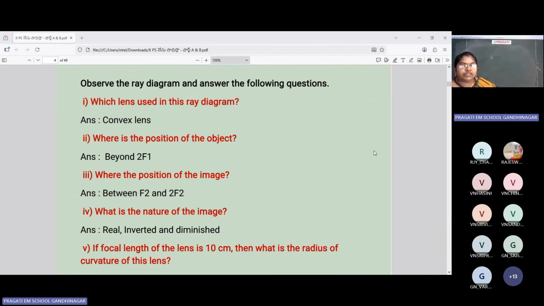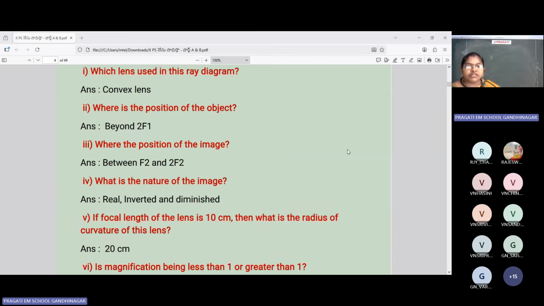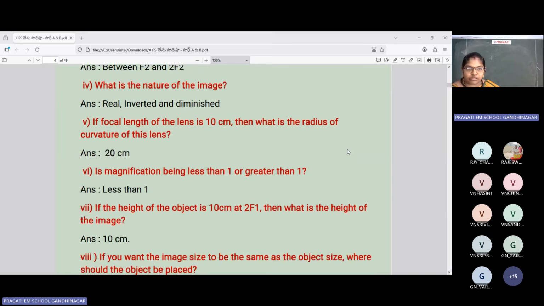Which lens is used in this ray diagram? Yes, convex lens. Where is the position of the object? Beyond 2f1. Where is the position of the image? Between f2 and 2f2. What is the nature of the image? Real, inverted, and diminished. These 6 cases are very important in the convex lens. He is asking in tabular form also.